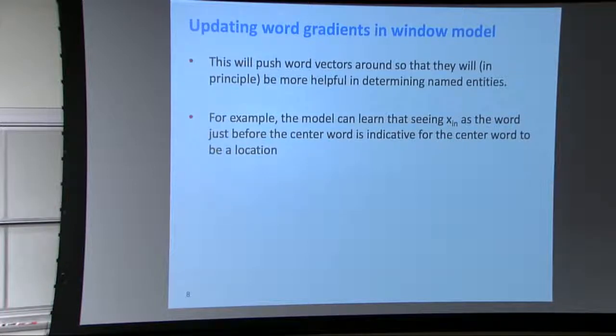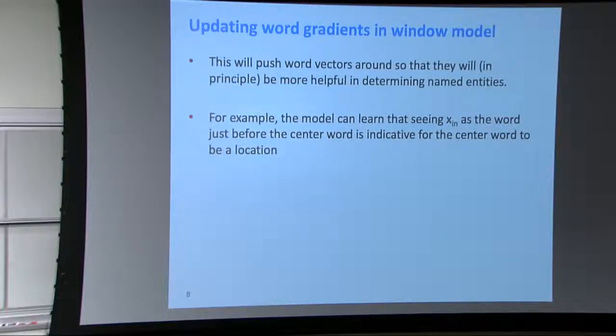is just what actually happens if we push down these gradients into our word vectors. Well, the idea is, if we do that, it'll be just like all other neural net learning, that we will, in principle, move the word vectors around in such a way as they're more useful in helping determine named entity classification in this case, because that was our motivating example.